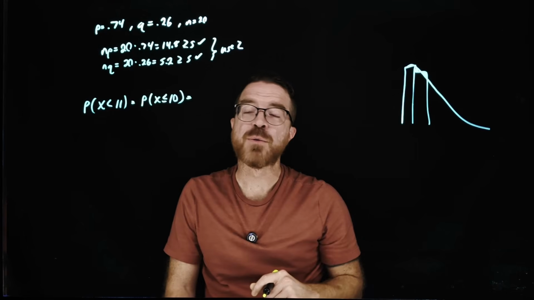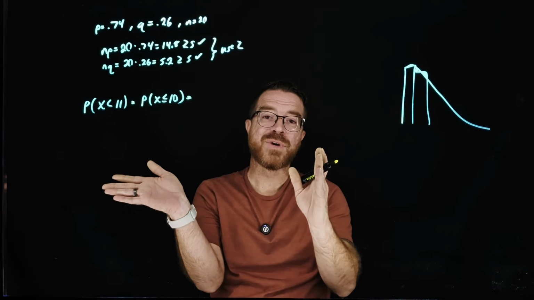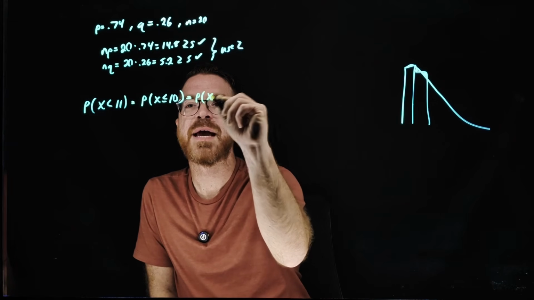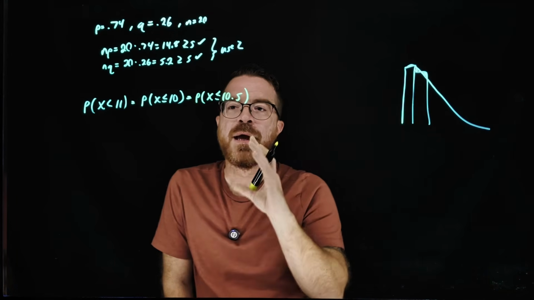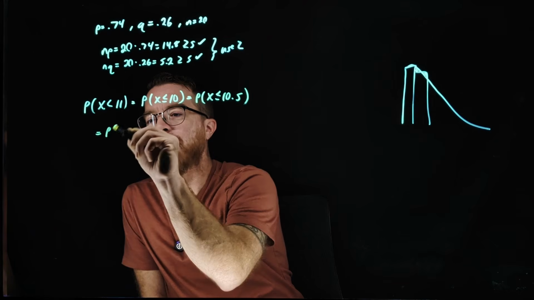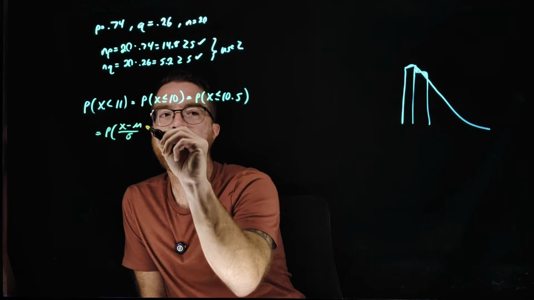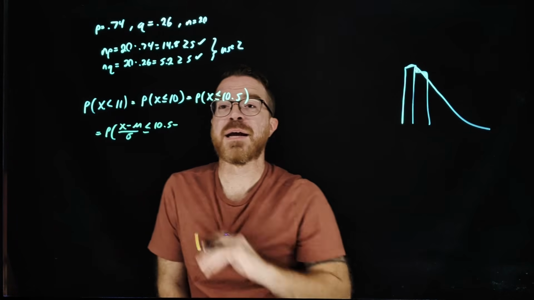Okay, so the next thing we need to do is our correction for continuity. Because we are doing less than or equal to, this means that we need to increase by 0.5. So this is going to be the probability x is less than or equal to 10.5. Now we're going to do our transformation: x minus mu over sigma is less than or equal to 10.5 minus, okay, now we need mu.